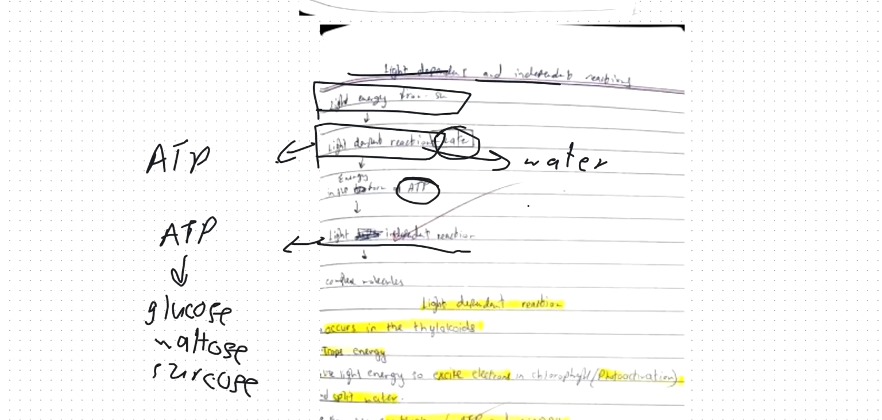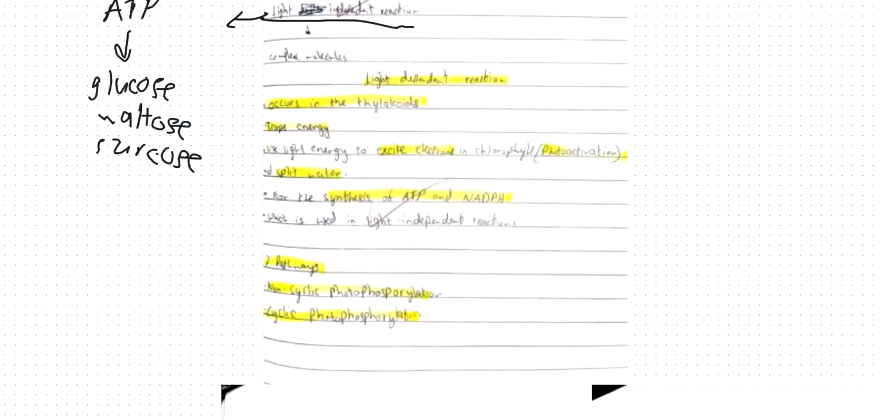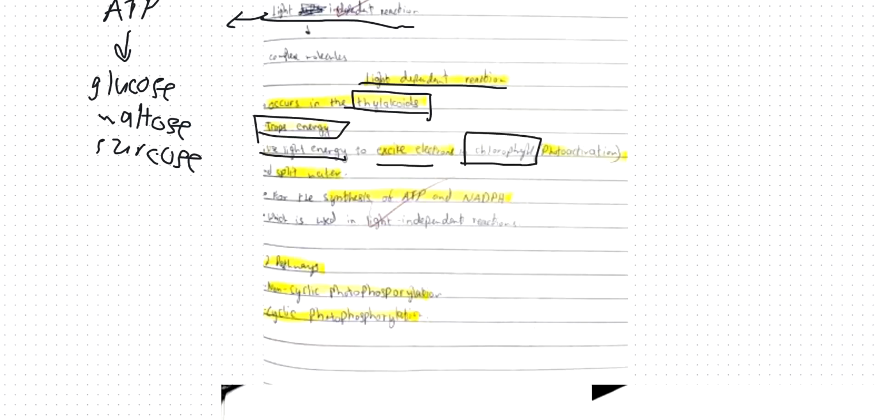So let's start with the light dependent reaction first. The light dependent reaction happens in the thylakoid of the chloroplast. Its job is to trap light energy and use it to excite electrons in the chlorophyll. This is known as photoactivation. Photoactivation is when you use the light energy to excite electrons for the electron transport chain.